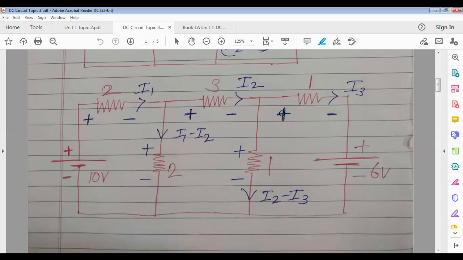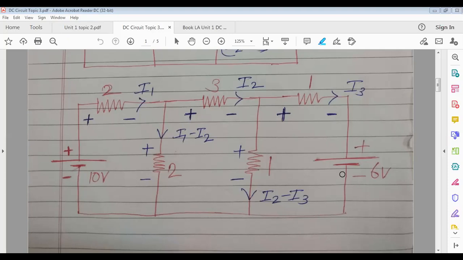Number of unknowns, first you find out. Now here how many unknowns are there? 3 unknowns are there: I1, I2 and I3. So how many KVL equations will be required? 3 KVL equations will be required.